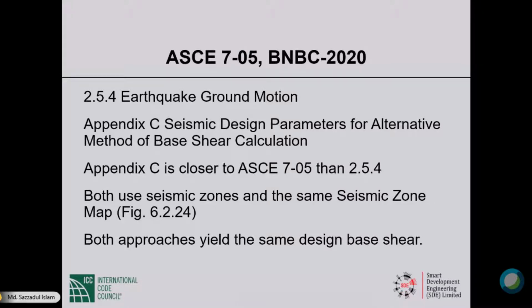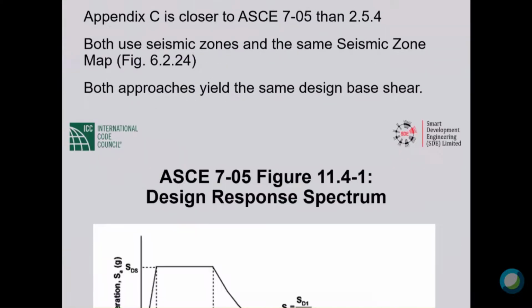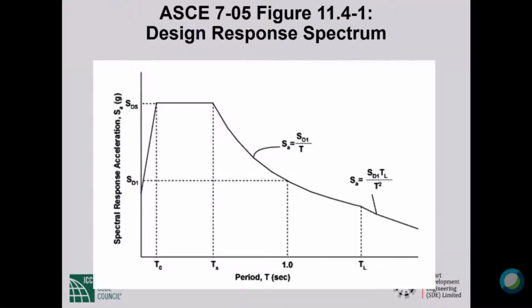So Appendix C is closer to AC 705 than 2.5.4. Both use seismic zones and the same seismic zone map. Okay, both Appendix C and 2.5.4 use seismic zones and the same seismic zone map. Both approaches yield the same seismic base shear. This is very, very important, and I will show you that. No question about it. Okay?